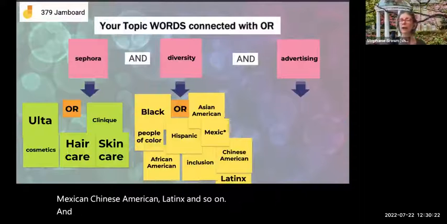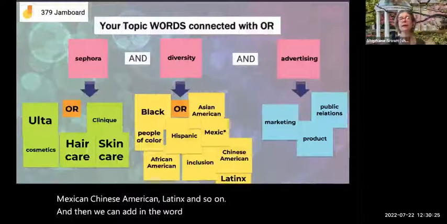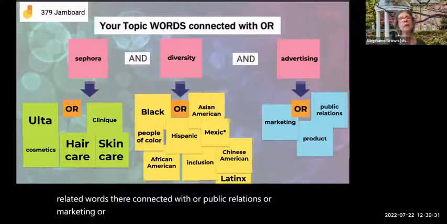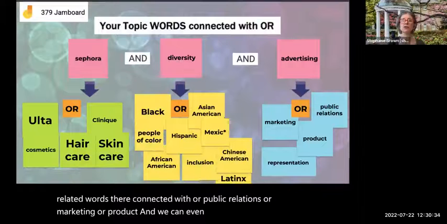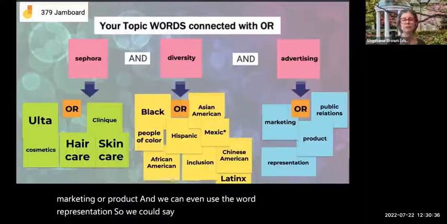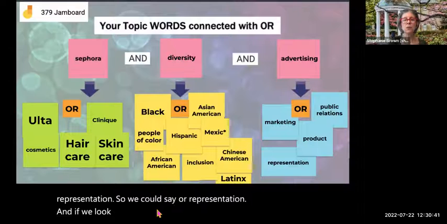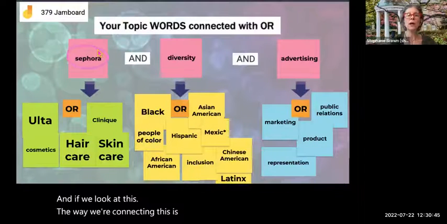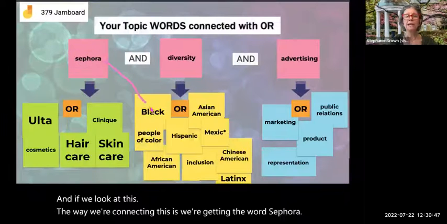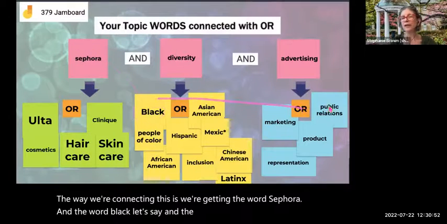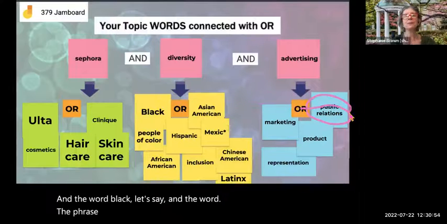And then we can add in the word advertising, and we could add related words there connected with or, public relations or marketing or product. And we can even use the word representation. So we could say or representation. And if we look at this, the way we're connecting this is we're getting the word Sephora and the word Black, let's say, and the phrase public relations.